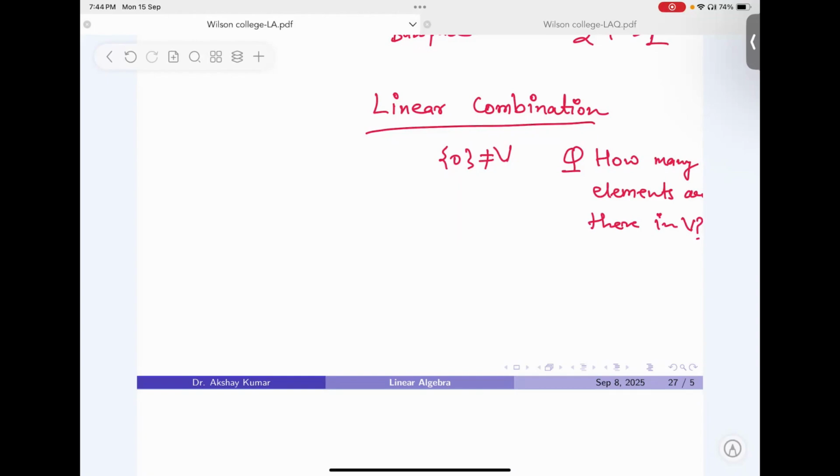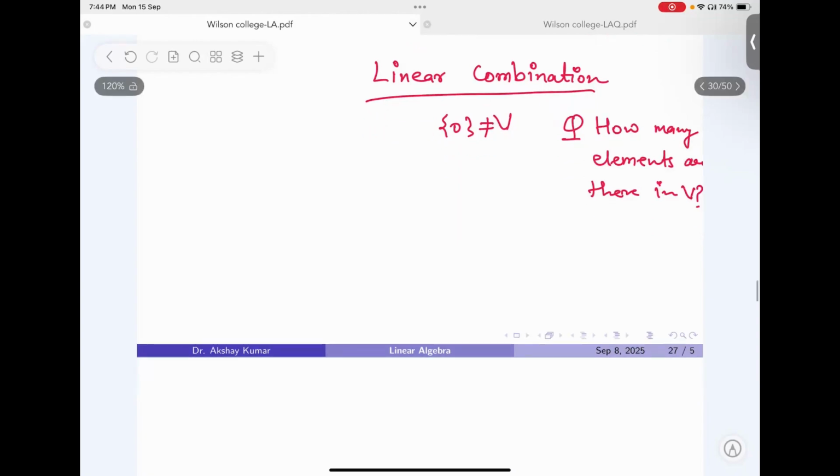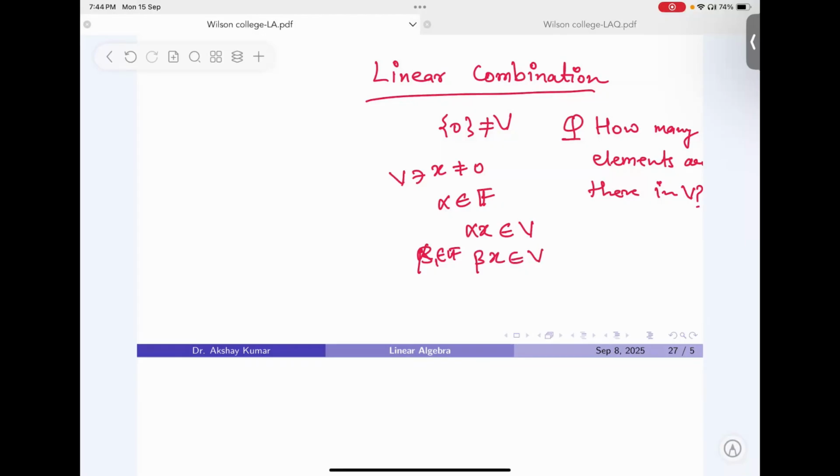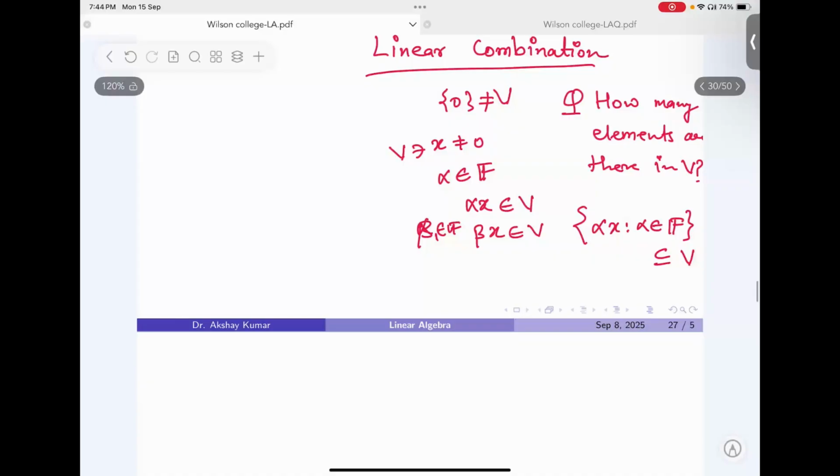Infinite, right? Why? Because suppose you have any non-zero element x in V, and if you take any member alpha from the field, then alpha x will be in V. For a different beta from the field F, beta x is also in V. So in general, alpha x with alpha belonging to the field F is a subset of V. Every time we cannot take care of all the elements, because there are infinitely many members.